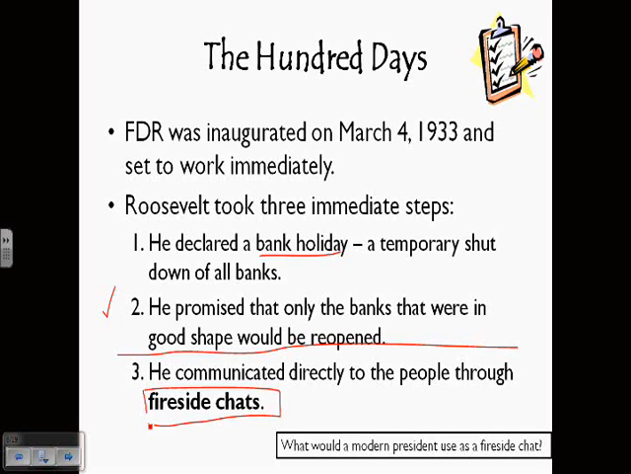He was letting the American people know exactly what his plan was and how he was going to go about doing it. Now, if we're looking at this, because President Obama was really one of the first presidents to really embrace this, what mode of communication do you think a president would use today if they wanted to have fireside chats? Now, jot that down in your notes, and we'll see who can be the first to tell me the day after you finish your notes.